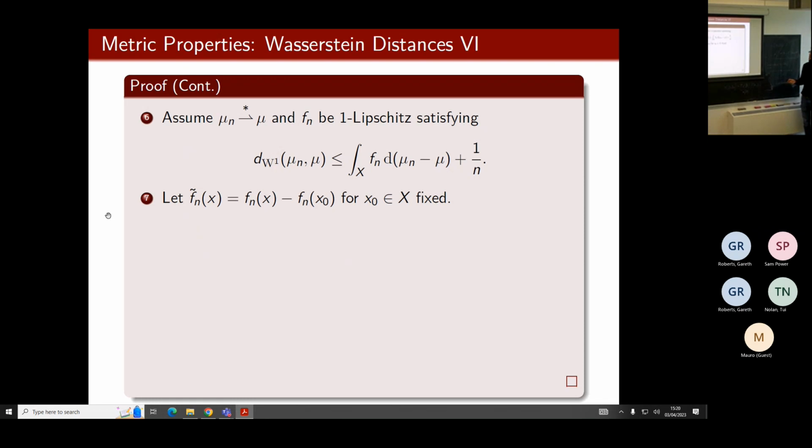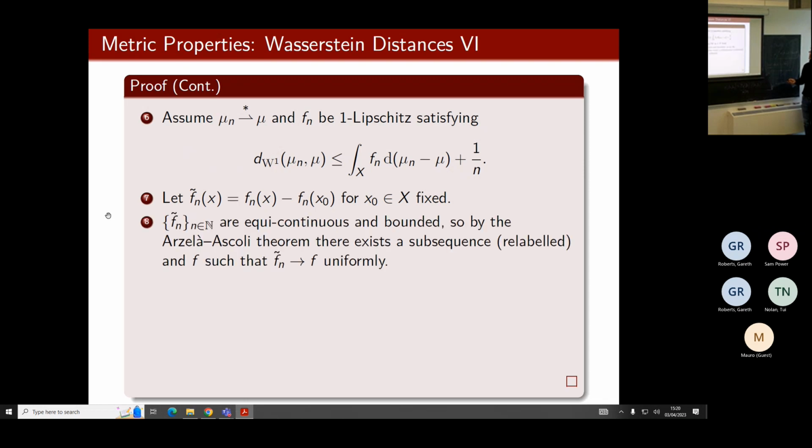Now I let my fn tilde be fn of x minus fn of x naught, for some x naught that I can just fix. So I just pick any x naught, I'm just shifting it. So this is a constant with respect to x, of course depends on n. But I do it like this so that I now know that these fn tildes are equicontinuous and bounded.